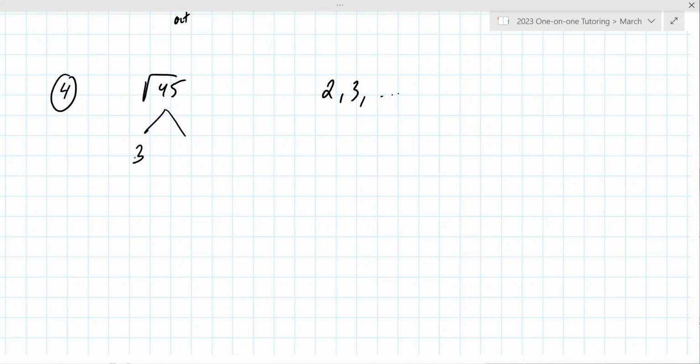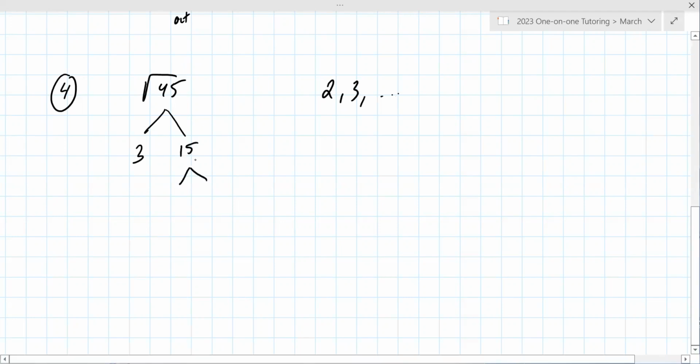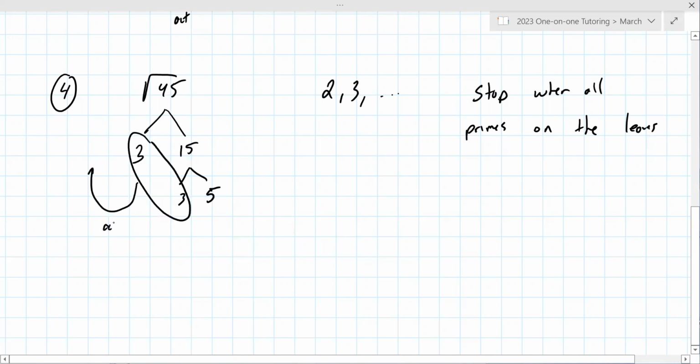15. And then you try it again. Does 3 go into 15? Yes, that'll be 5. So you stop when you have all primes on the leaves, or on the outside. So these are all primes. You circle pairs. Do you see any pairs here? 3 and 3. You circle those pairs. That means you're going to bring a 3 out. Is there a pair of 5s? No, so that stays in.